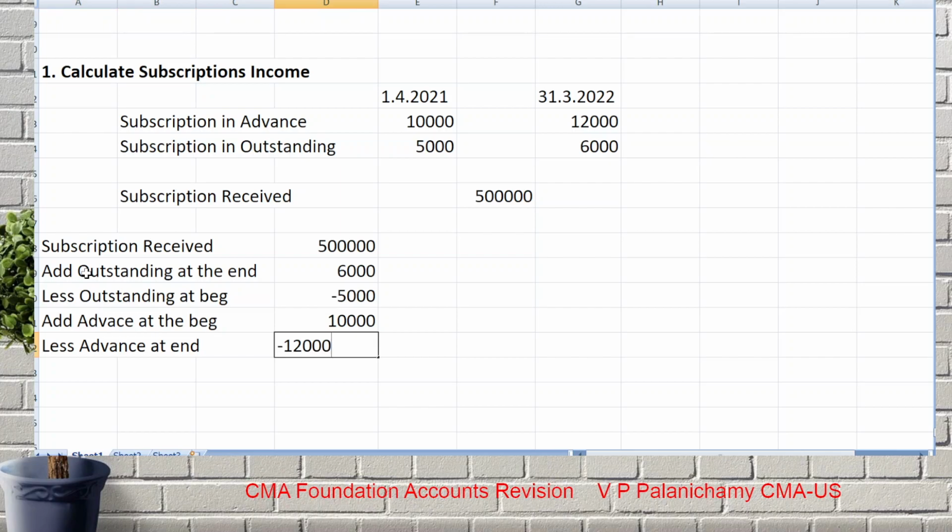Advance at the end of the year. Why? Because it belongs to which year? Next year. Eliminate. Simple. Whatever is added is a current year item. Whatever is eliminated is what? Either a last year or next year item.